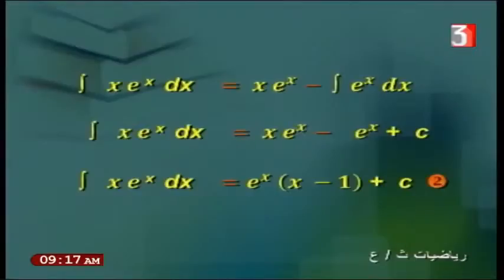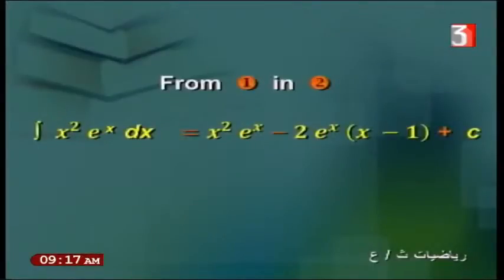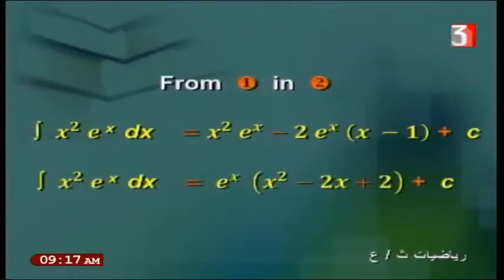minus 1 plus c. From 2 and 1, then integration x power 2 e power x dx equals x power 2 times e power x minus 2 e power x times x minus 1 plus c. We can write this relation as e power x between two brackets x power 2 minus 2x plus 2, plus the constant c. Another example.